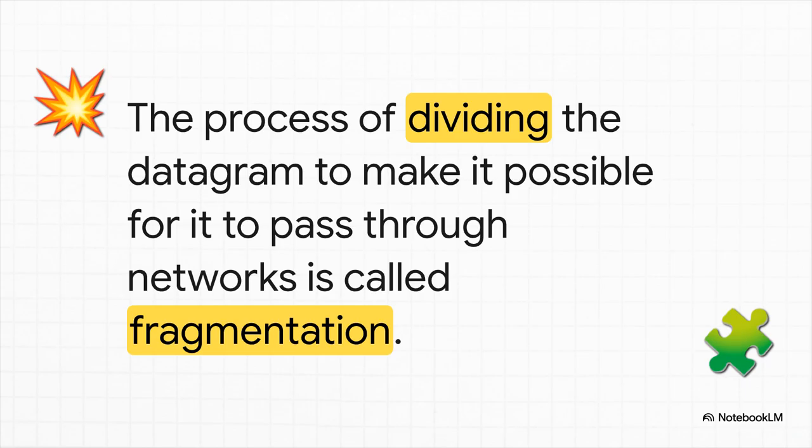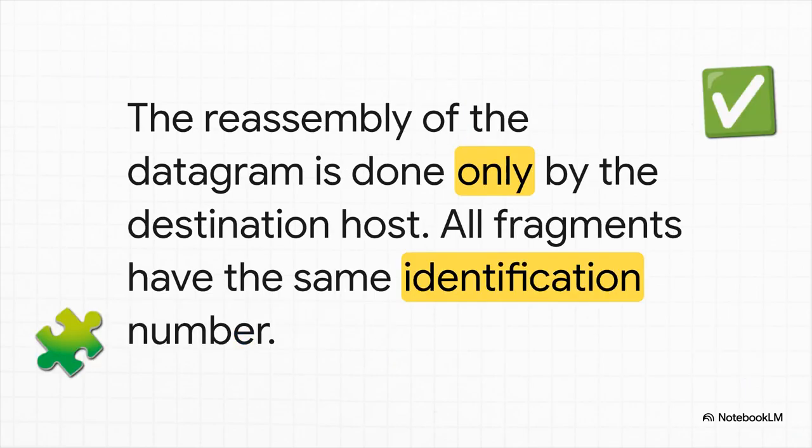So what does the router do? It has to break it up into smaller pieces that will fit. This process is called fragmentation. The router literally chops our big packet into smaller fragments, and each one gets its own header and is sent off like it's its own independent packet. They might even take different routes to the destination.